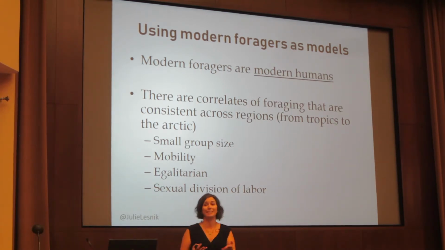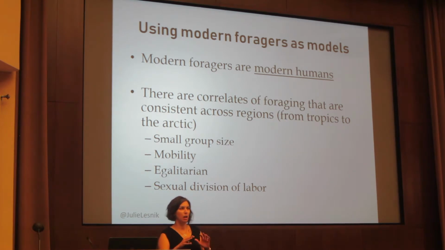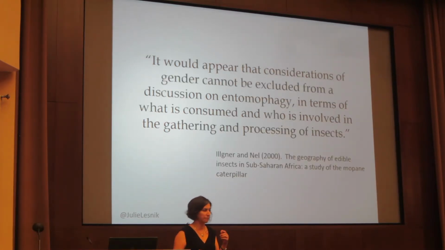These groups are also egalitarian. You might have the elders be a little bit more revered, and they have a little bit more prestige because they have knowledge on how to find that food, and that keeps getting passed down. But in general, you don't have strong power divisions. But what we do have is a sexual division of labor. Men and women do things differently in predictable ways in these foraging societies.